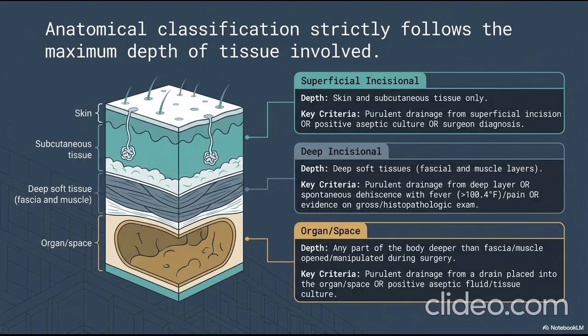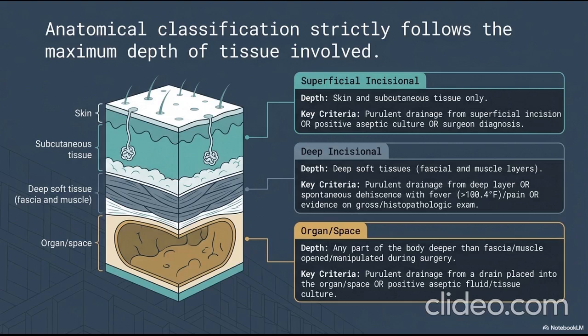The temporal framework, 30 versus 90 days. The surveillance window depends entirely on the procedure. Standard procedures like appendectomies or cholecystectomies require a 30-day window. However, high-risk procedures involving implants, breast surgery, or cardiac tissues require an extended 90-day follow-up.